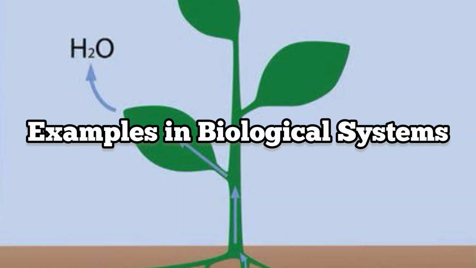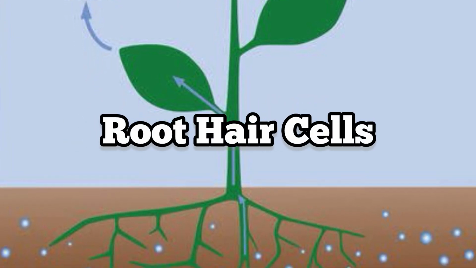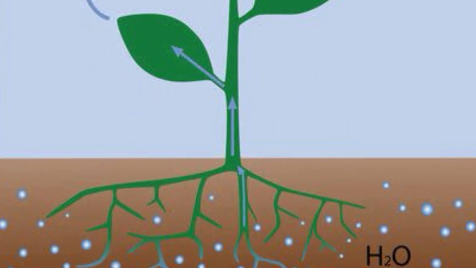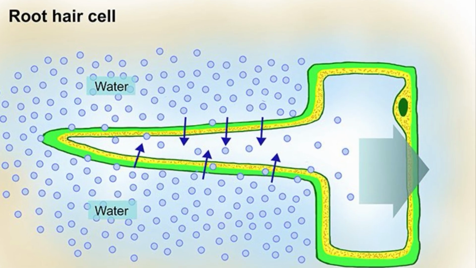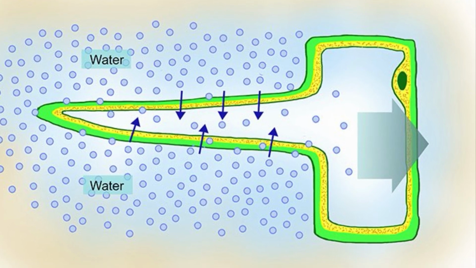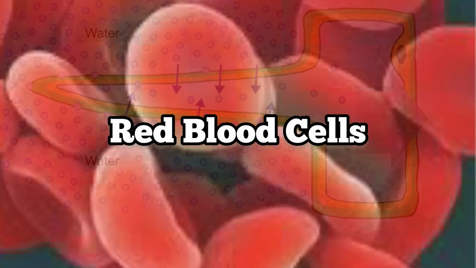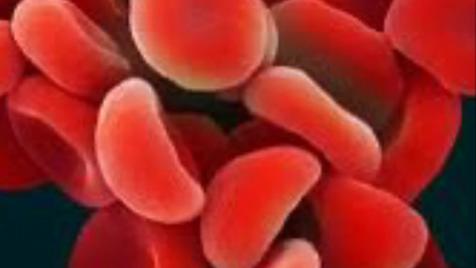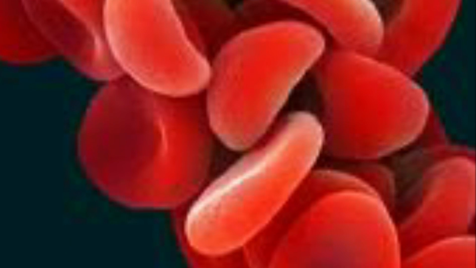Examples in biological systems. 1. Root hair cells. Plants use osmosis to absorb water from the soil, as the root cells have a higher solute concentration than the soil. 2. Red blood cells. If placed in pure water, water rushes into the cells, hypotonic solution, causing them to swell and potentially burst.